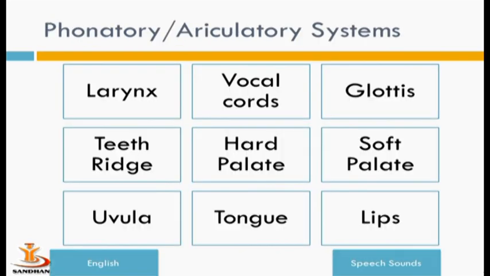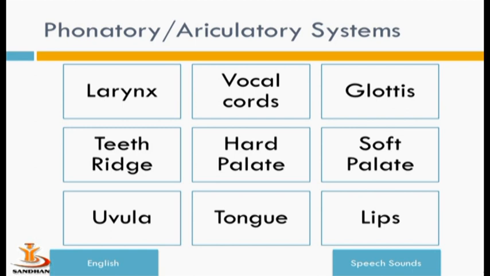So, what are the different parts of the inside of the mouth that you should know? The larynx, the vocal cords, which vibrate or do not vibrate in the production of sound. If they vibrate, they are voiced. If they do not vibrate, they are voiceless. Then the glottis, which gives rise to a sound like h, and maybe the Hindi kh, the Urdu kh.